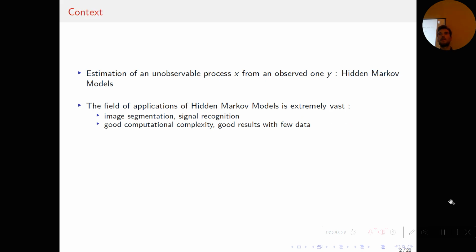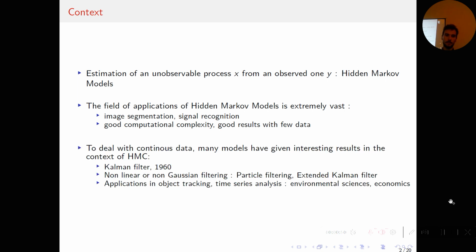So the problem of the estimation of an unobserved process X by an observed one Y is often treated in the framework of hidden Markov models. The field of applications of hidden Markov models is extremely vast. We can quote, for example, image segmentation, signal recognition. This class of models is characterized by a good computational complexity and good results with few data.